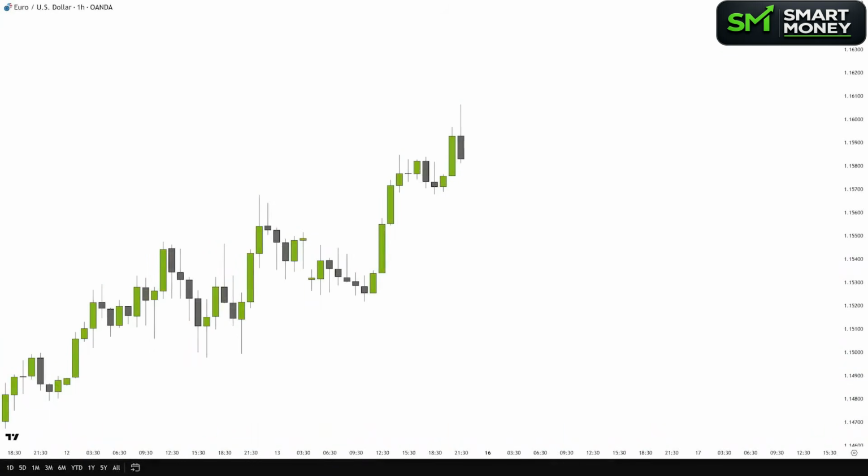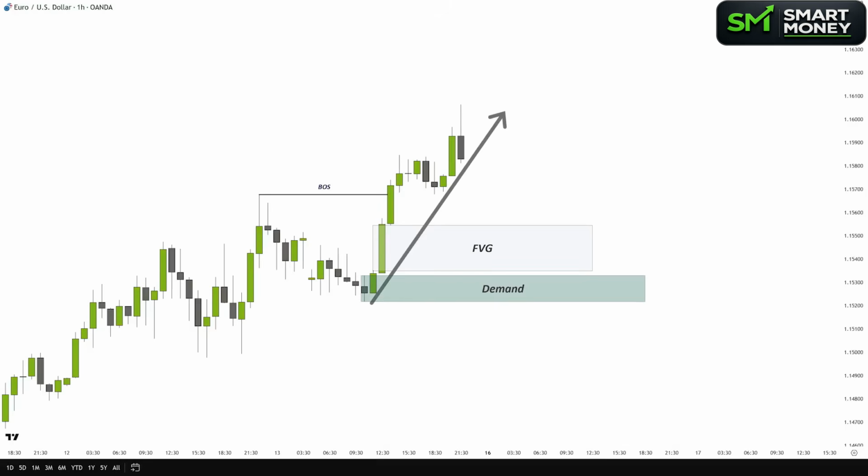In this example, the latest impulsive movement meets all the criteria for a high-quality demand zone. It has created a fair value gap, broken through the previous market structure, and pushed the price higher by a significant distance compared to previous moves. Once the price retraces back to this demand zone, there is a higher probability that it will reject the area and continue moving upward. But what happens if price breaks and closes below this high-quality demand zone?